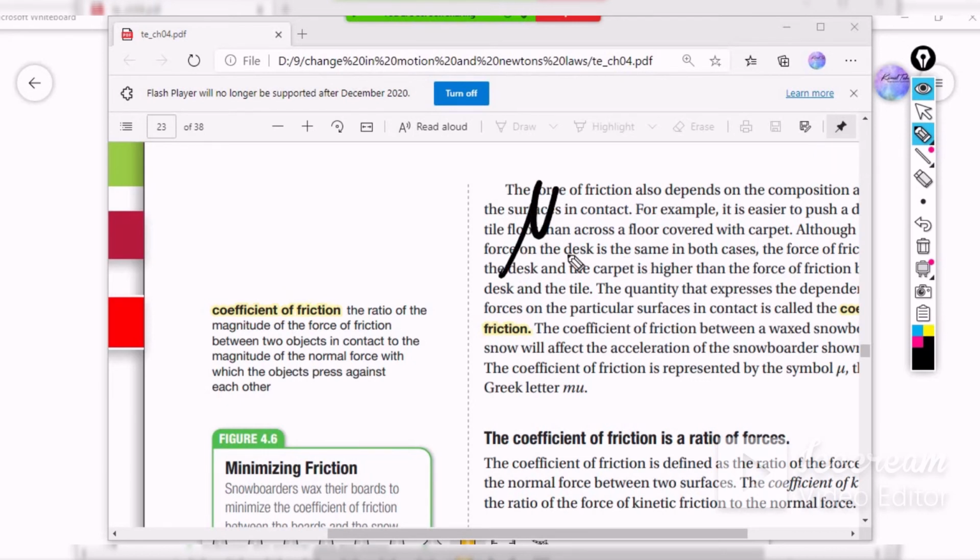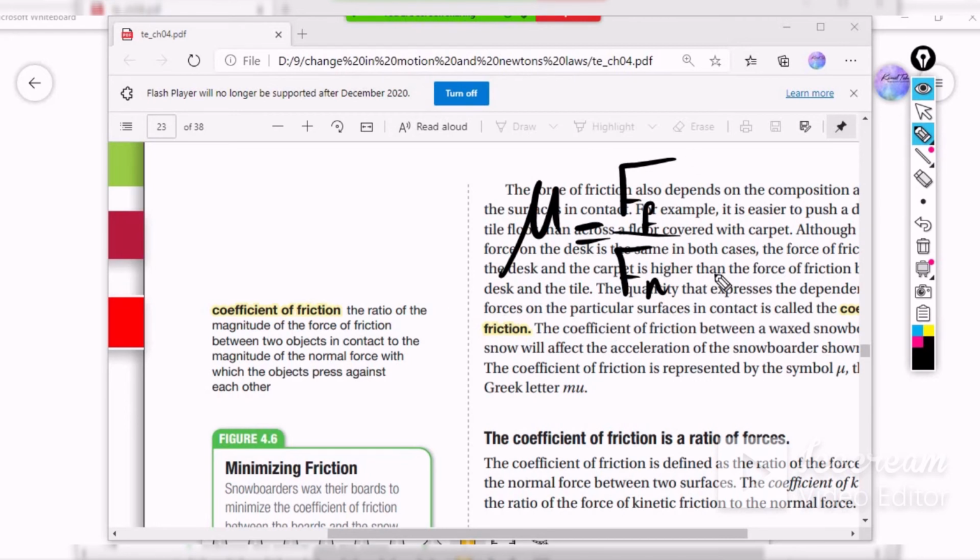Now, that is the symbol of the coefficient. It equals the magnitude of friction, we will make that F, which means friction force. The ratio between the frictional force and the normal force, that is the coefficient of friction. Okay, that's the meaning of the coefficient of friction.